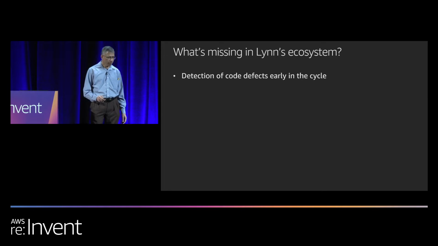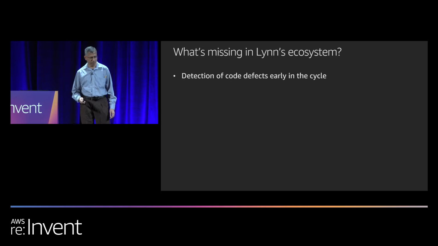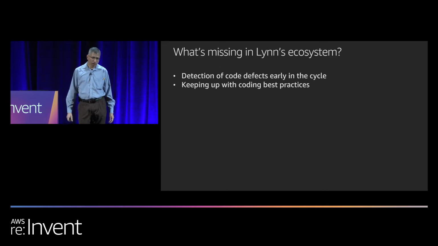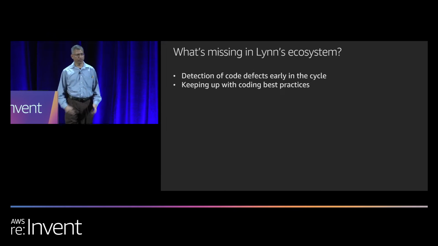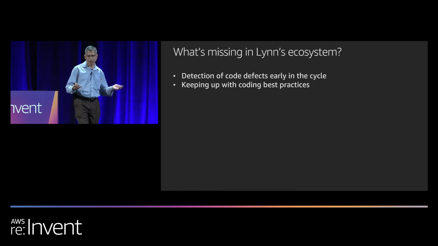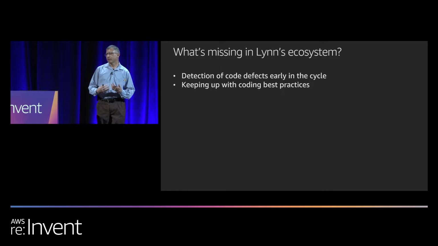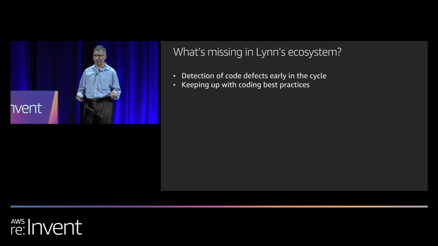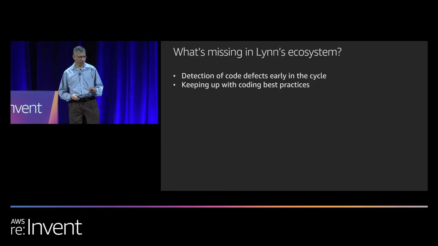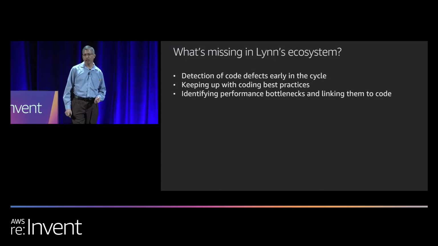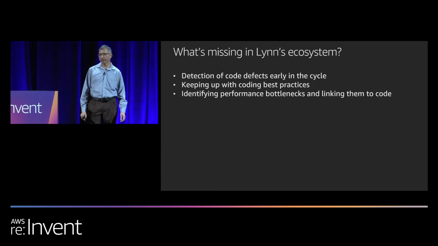Right. The first one is we want to detect issues early on, rather than find them out later in the cycle. So that's absolutely important. And the second one is software development. There are so many aspects in software development, and it's impossible for developers and teams, especially small teams, to keep up with everything that's happening and be up to date. So that's the second one, and the third one is identifying performance bottlenecks and linking them to code.